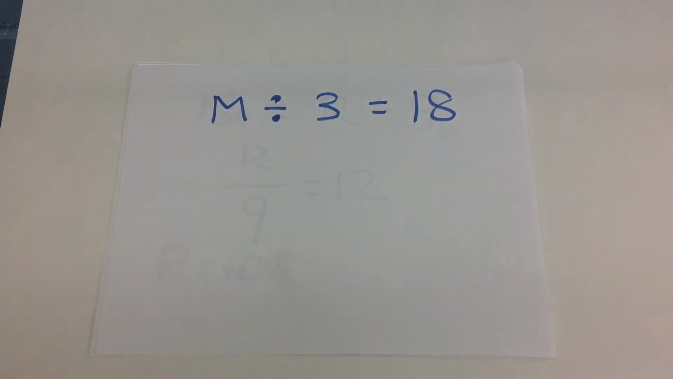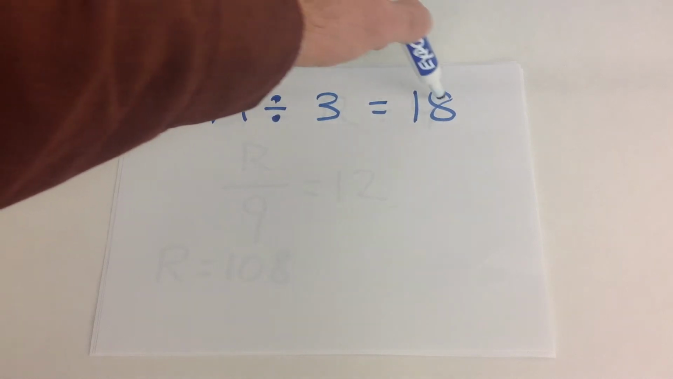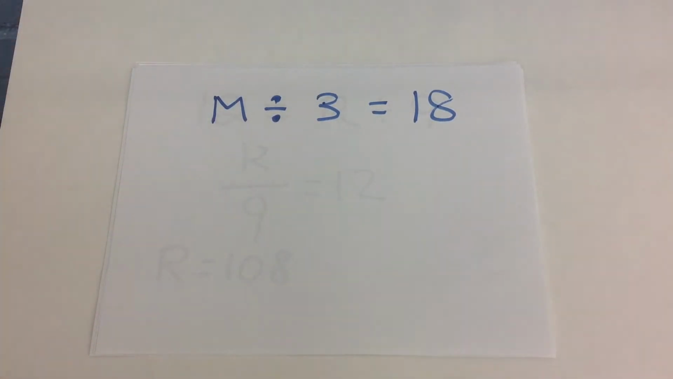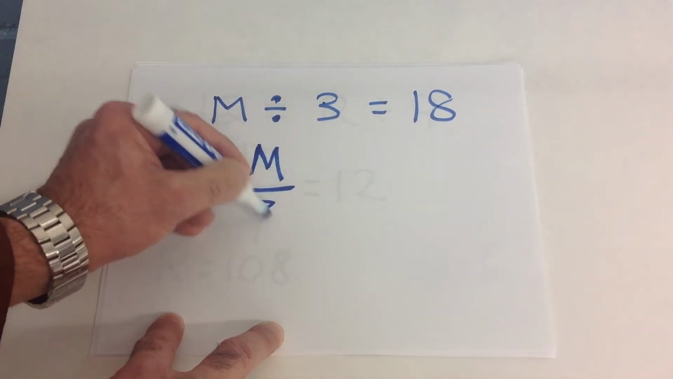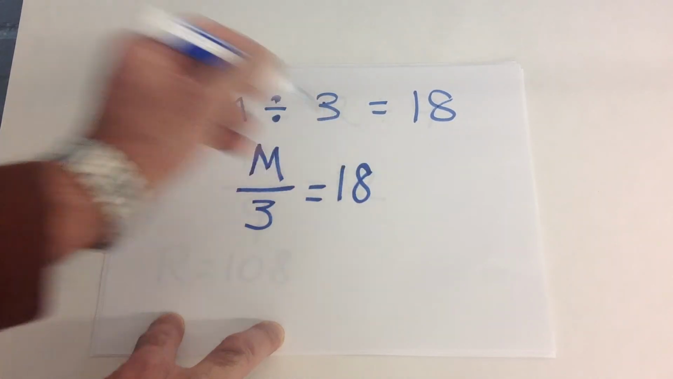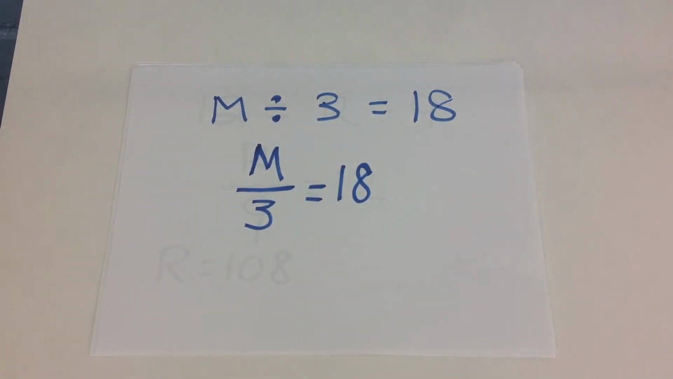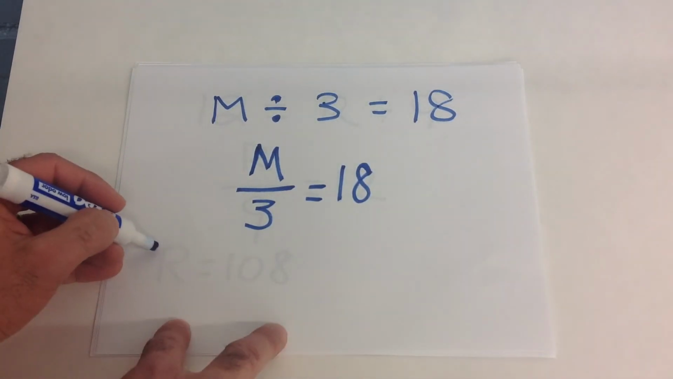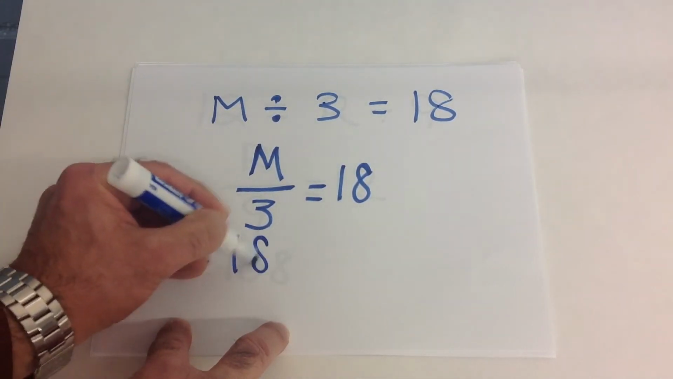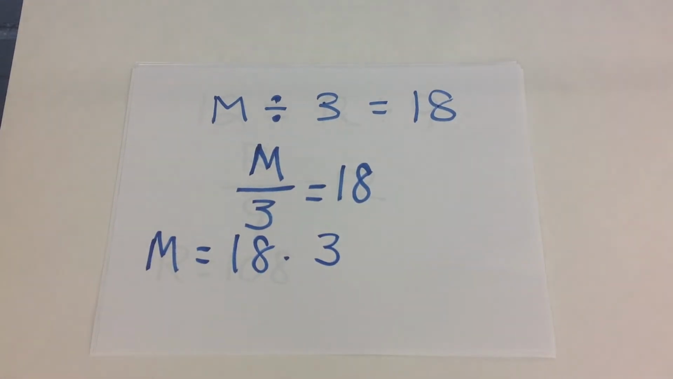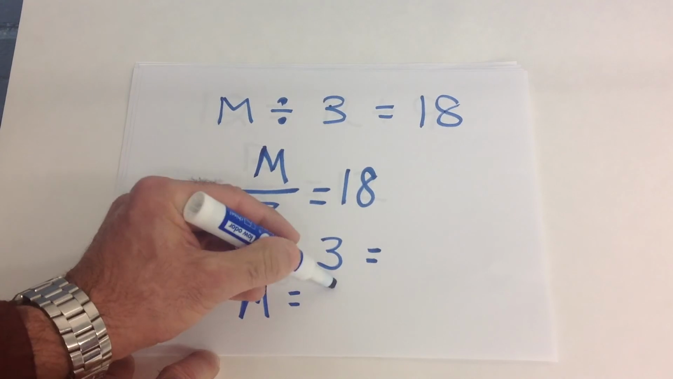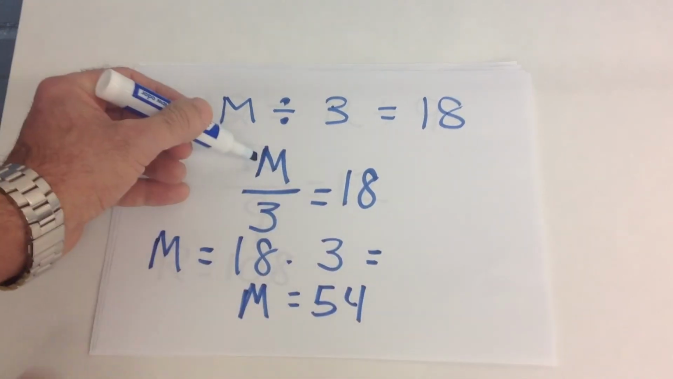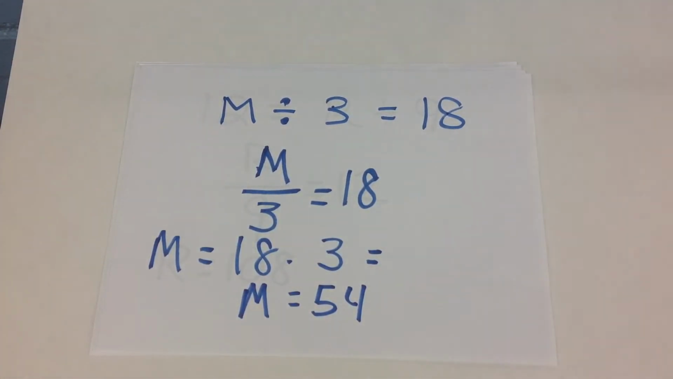Okay? Well, if we do the inverse of division, we multiply 18 times 3, we'll get our answer. Right? You can also see it like this. And you're just multiplying. So m is going to equal 18 times 3, which will give us our answer of m equals 54. And we can check. 54 divided by 3 is 18.